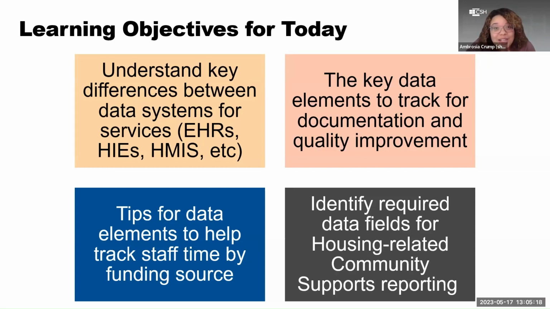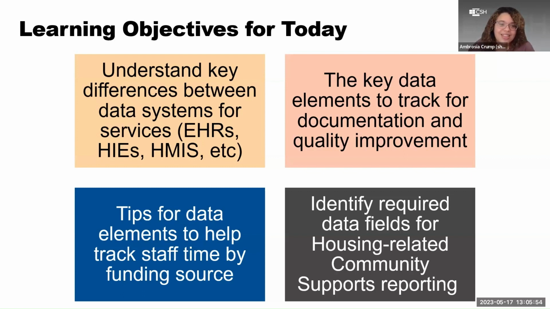So what are some of our learning objectives for today? We will be looking at understanding the key differences between different data systems, and you'll see some acronyms here, but don't worry, we'll define these different terms like an EHR versus an HIE versus an HMIS. Some we're familiar with, some we may not be so familiar with. We'll look at the key data elements to track for documentation and quality improvement, especially considering how we can save time by making sure we're capturing some of this data up front so we don't have to double back and figure out what we needed for a funder or for our program.